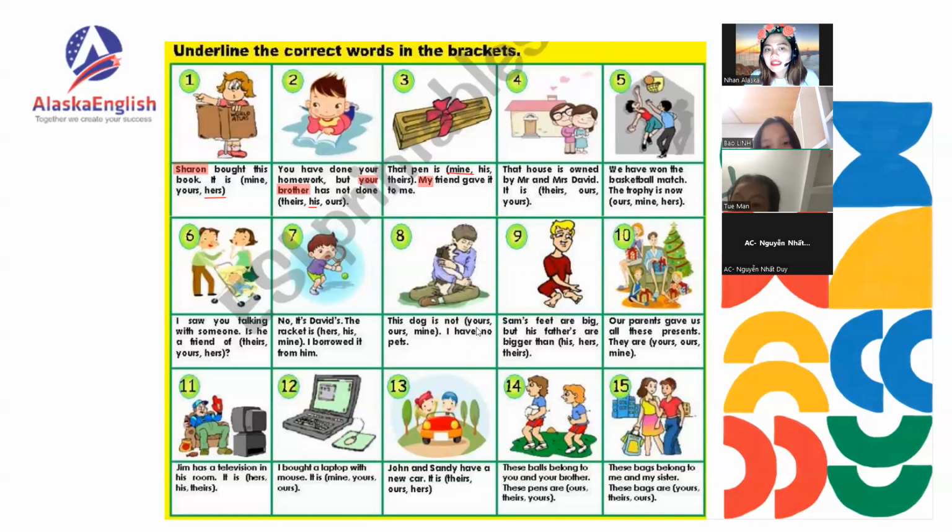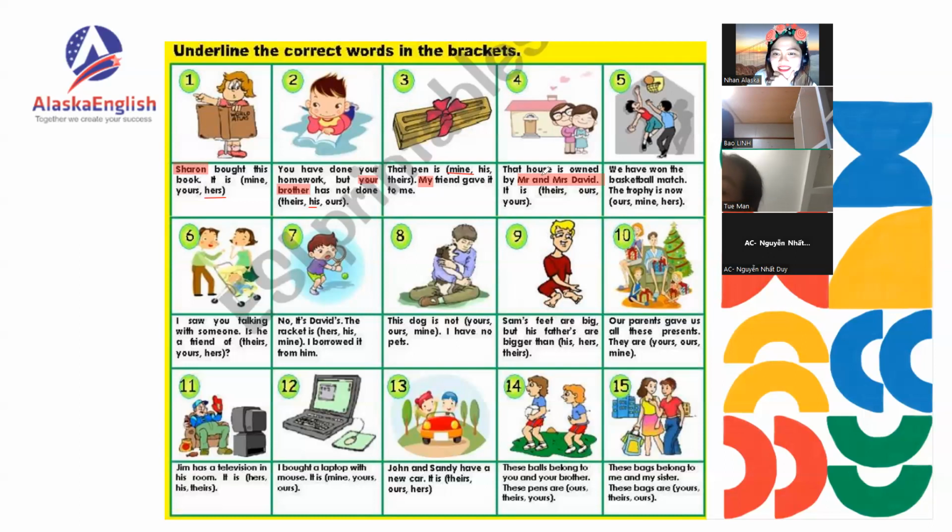So you can easily analyze it by simply seeing which is being talked about, right? So for example, Tuiman, how about in here? Number four.